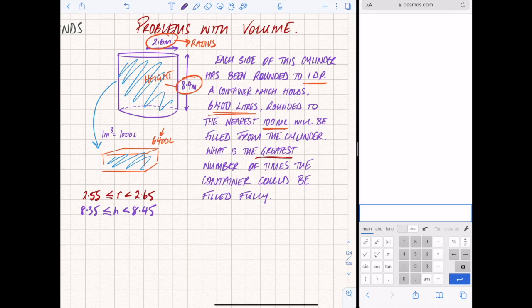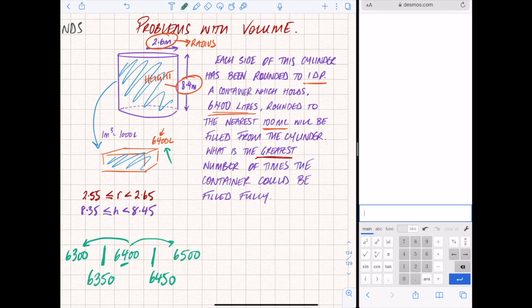I then need to do the rounding for this container. Okay, now that's 6,400 litres. It says it's 6,400 litres and it's rounded to the nearest 100 millilitres. So that's the value I'm looking at. If it's 6,400, the next 100 millilitres would be 6,500. And the previous is 6,300. So I need to go in the middle again, but this time it's going to be 6,350 and 6,450.